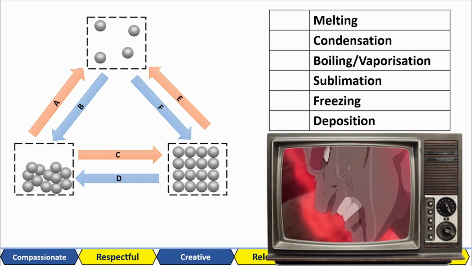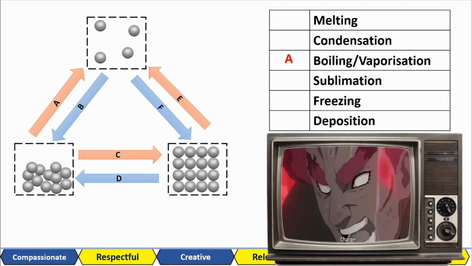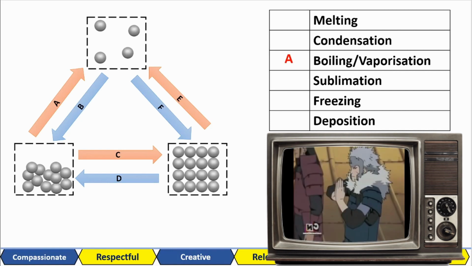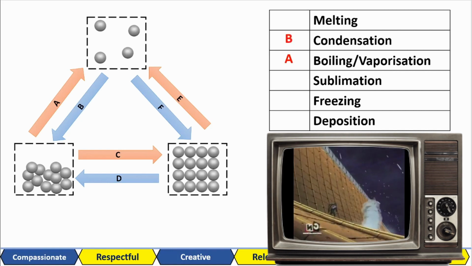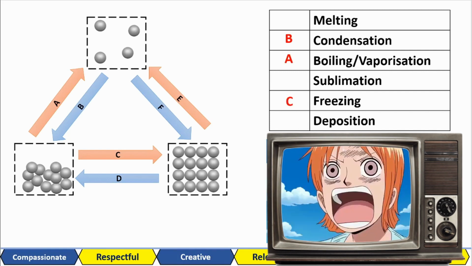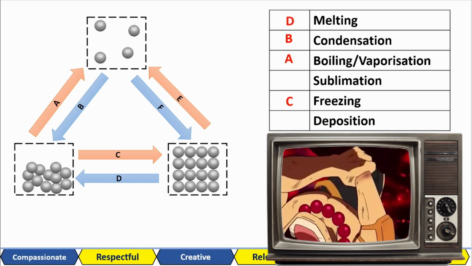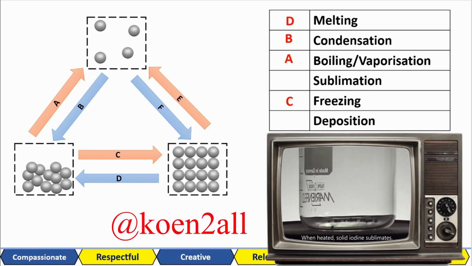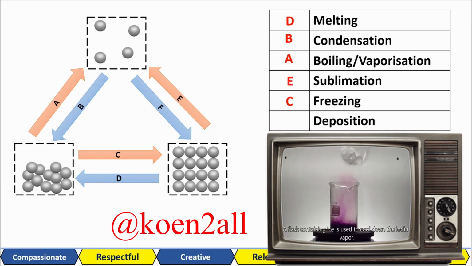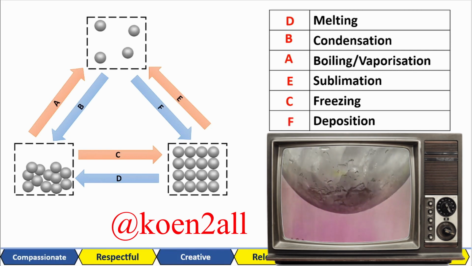A is showing a liquid turning into a gas, so that is boiling / vaporization. B is showing a gas turning into a liquid, so that's condensation. C is showing a liquid turning into a solid, so that's freezing. D is showing a solid turning into a liquid, so that's melting. E is showing a solid to a gas. This has a special name and is sublimation. That means that the last one, a gas turning into a solid, is deposition.